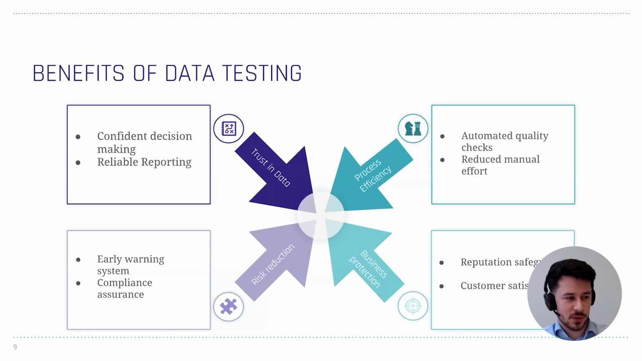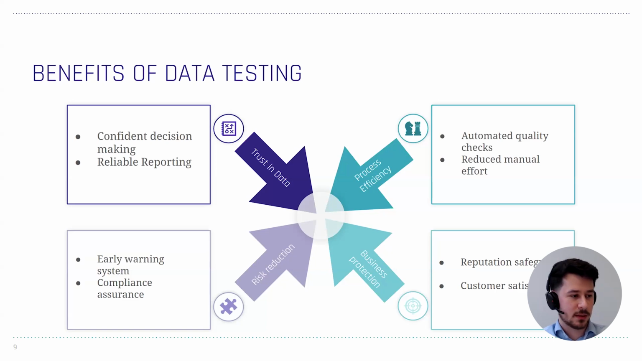Then about your processes, if you are able to implement automated quality checks, you already reduce the risk of, first, the human error that can happen, and also it accelerates the whole testing process. Even better if that can run again and again every time you, for example, integrate a new source to your data warehouse. And this way you are able to reduce the manual effort as much as possible.